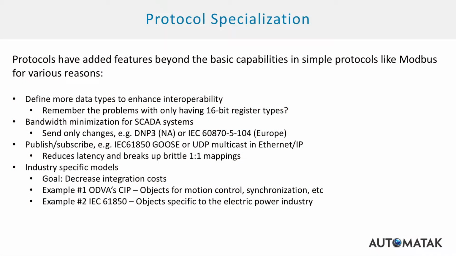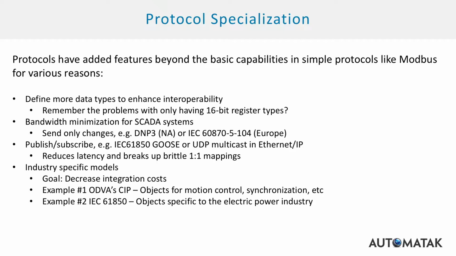When you start talking about SCADA versus DCS, SCADA systems are generally much more bandwidth sensitive. They have lower bandwidth because they're going out to sites over a broad geographical area. So those protocols, the features that they build into them, are generally around bandwidth minimization.